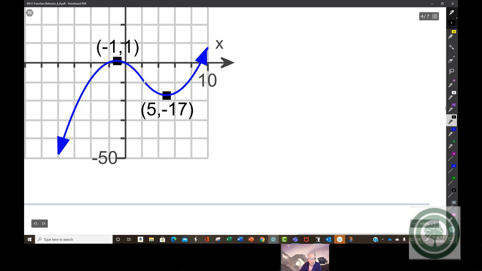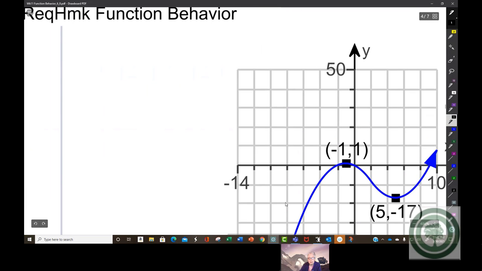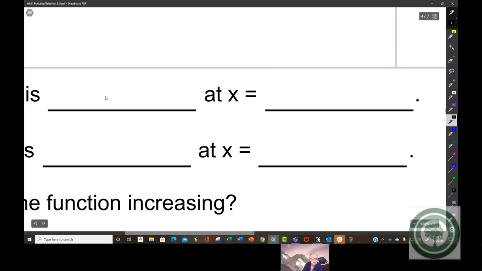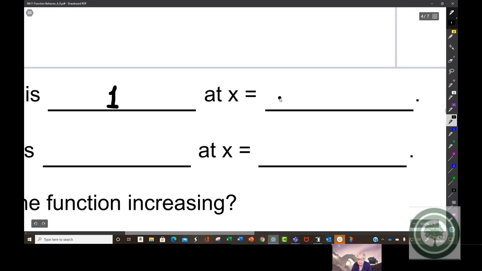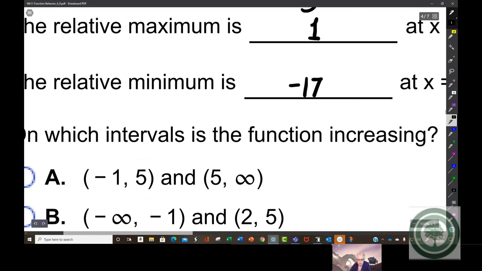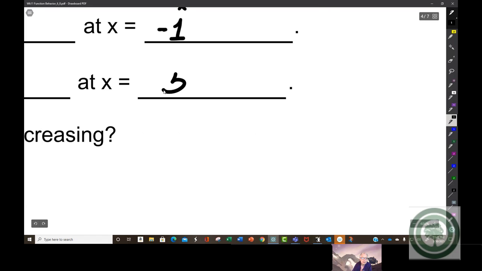Here they're saying that the relative minimum point is 5, negative 17, and it is located at x equals 5. And this is the relative minimum. I'll never remember all that. Negative 1, 1, okay. The relative maximum is 1, and it's located at x equals negative 1. This is y, this is x. Negative 17, okay. And the relative minimum is negative 17, and it's located at x equals 5.